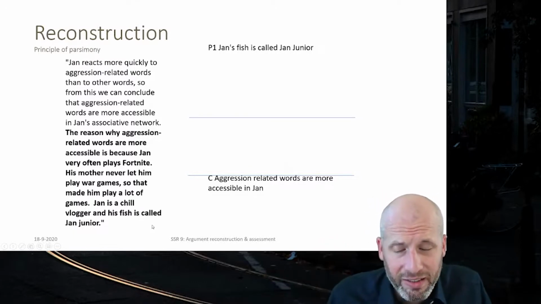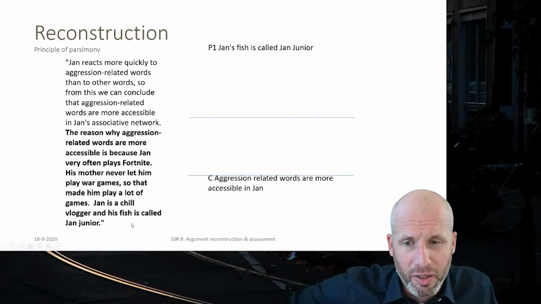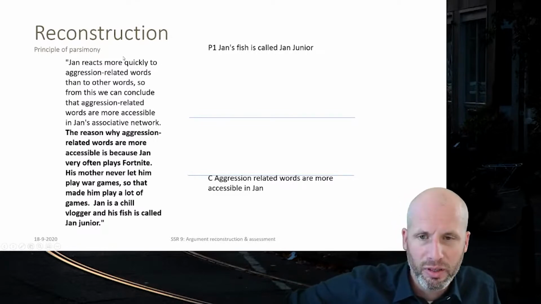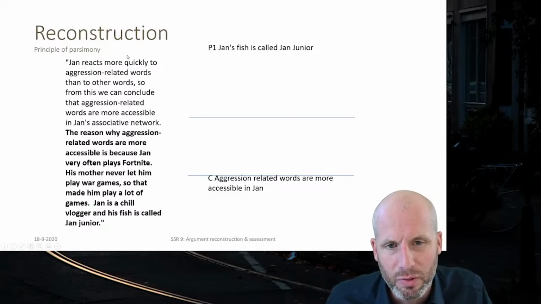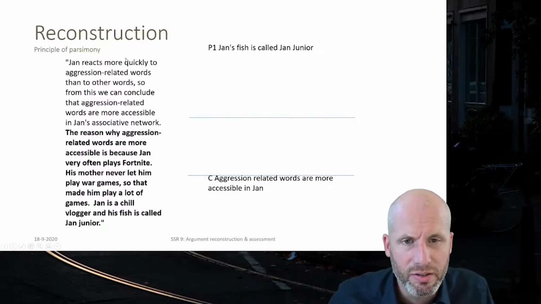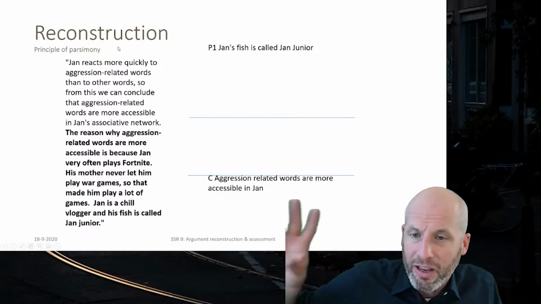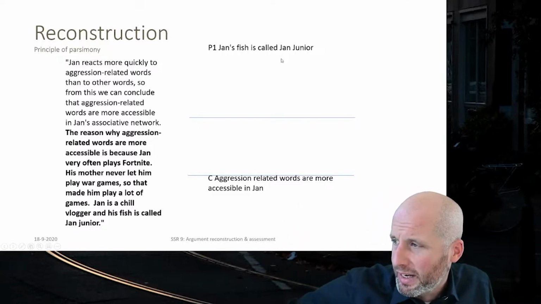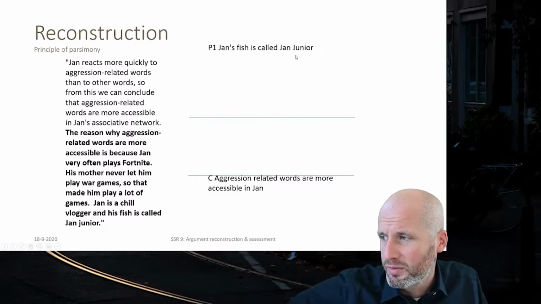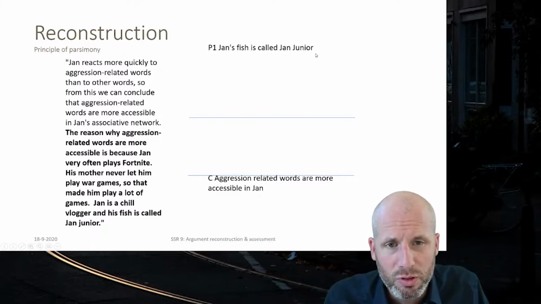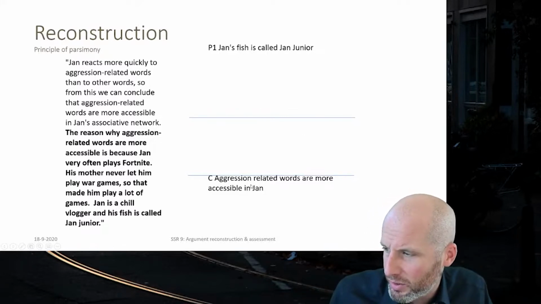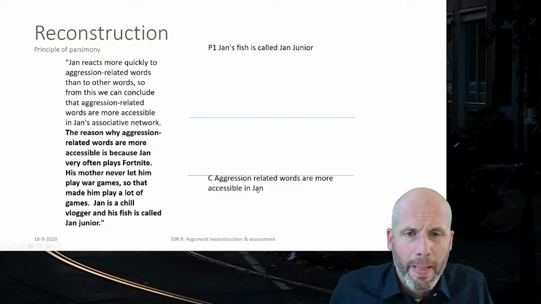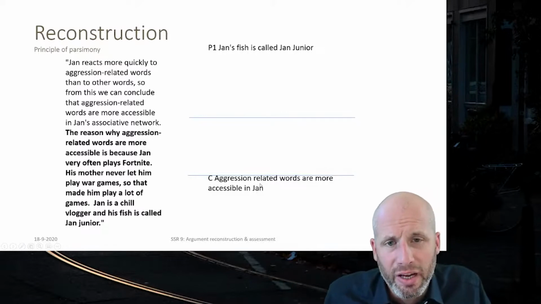So potentially, if you're interpreting this argument, what I would like you to see is that the stuff that isn't in bold is the argumentative part of what's being said here, and the rest is just explanation or not relevant. Of course, you could reconstruct it as an argument that includes the stuff about his fish being called Jan Junior, which would somehow lead to the conclusion that aggression-related words are more accessible in Jan's associative memory. But then you would have to construct it.